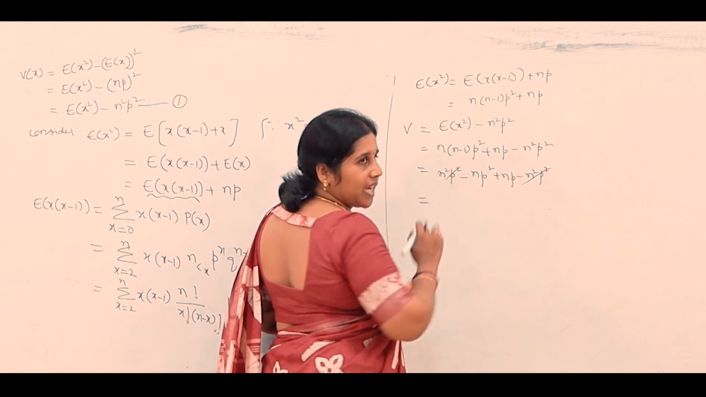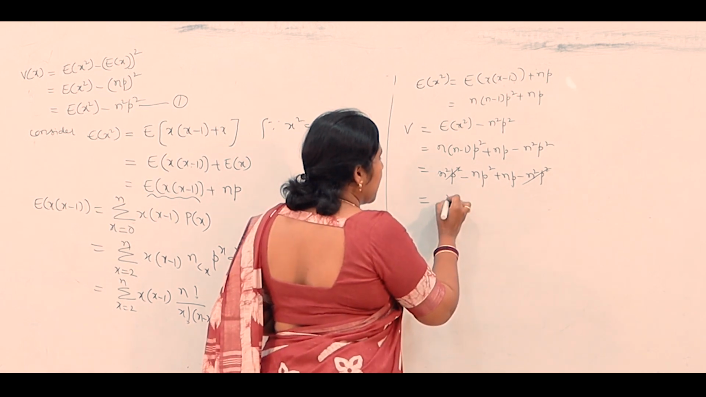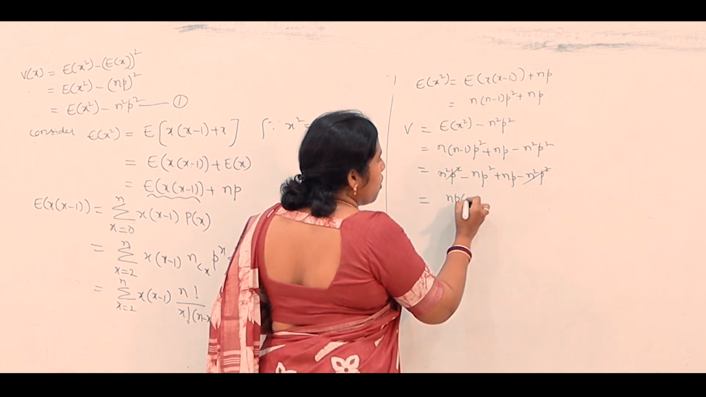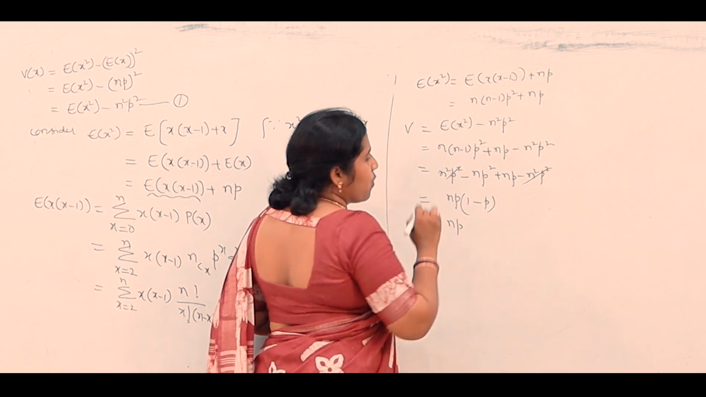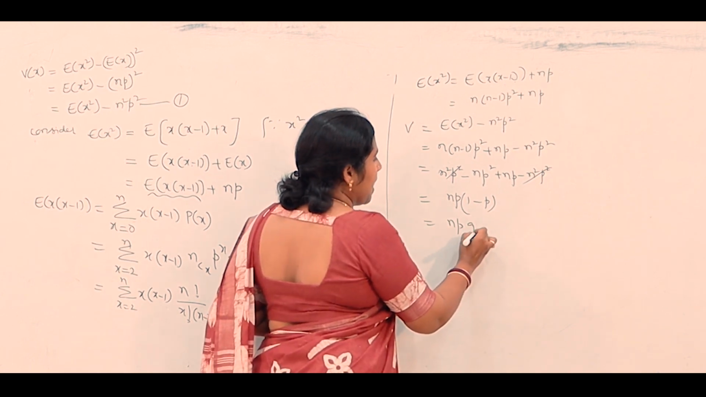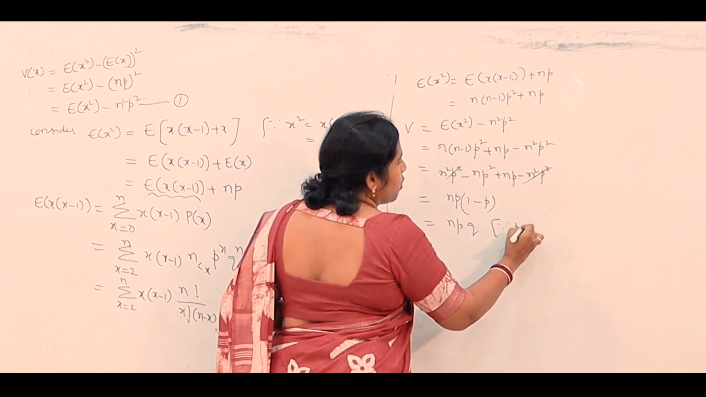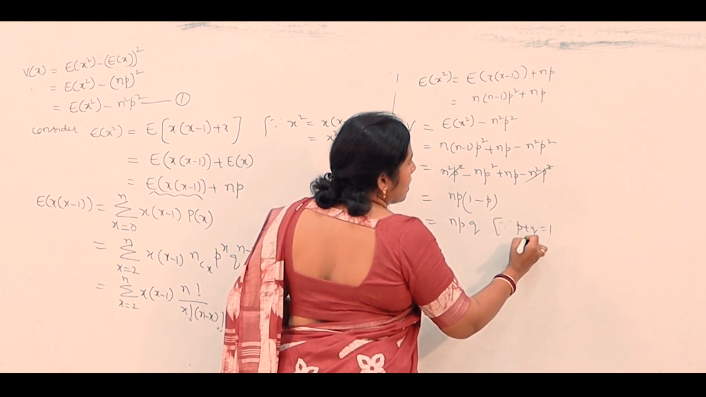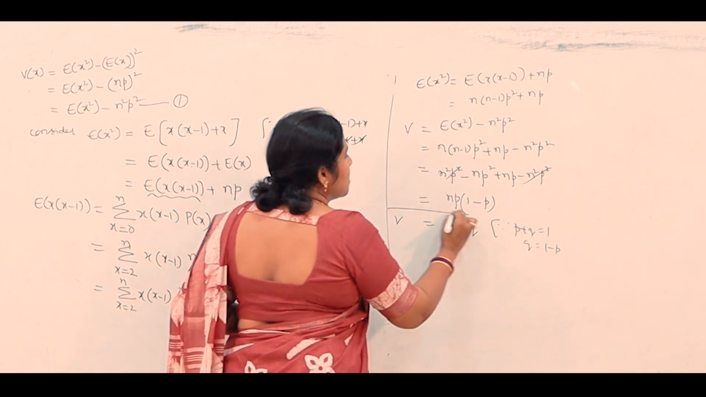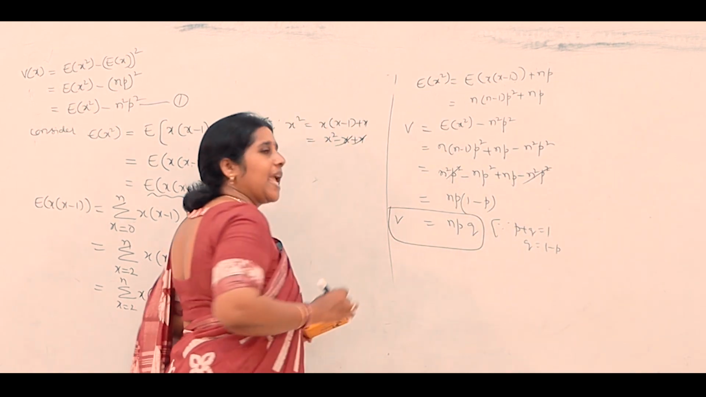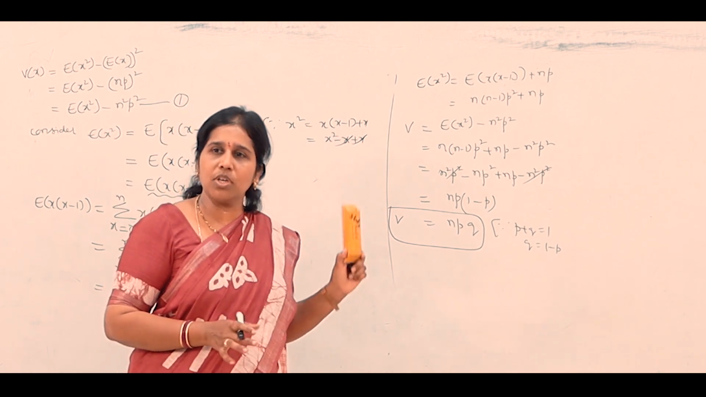Both the terms will get cancelled out, and here we are taking the common term np. If we take the common term np, we get 1 minus p. And what is 1 minus p? 1 minus success, which is nothing but failure. We know that total probability is 1, so q equals 1 minus p. So the variance of the binomial distribution is n into p into q.